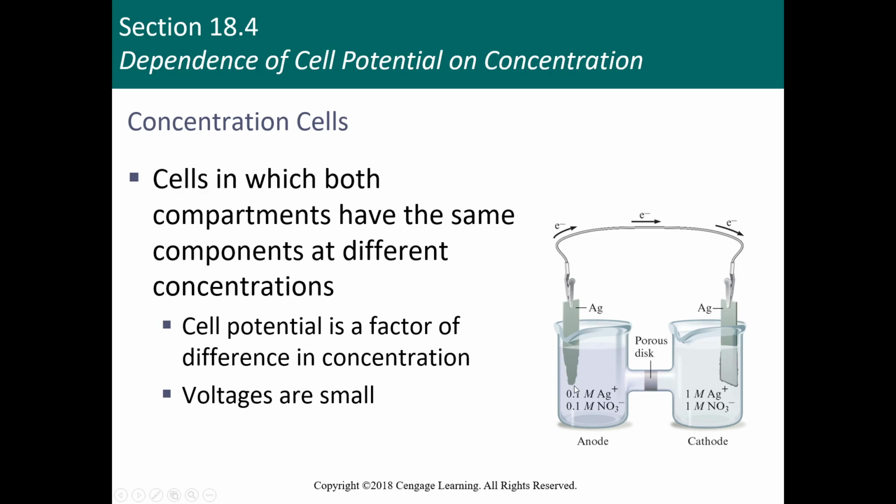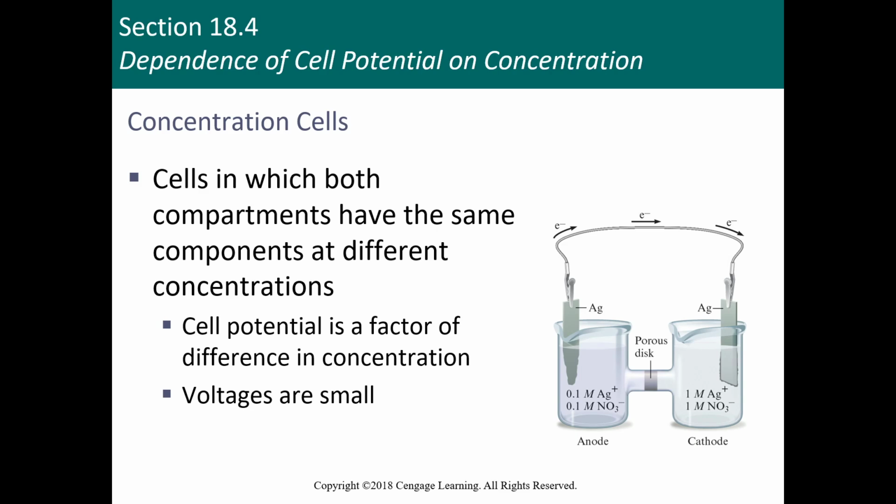Concentration cell. And so at your anode, you'll have a lower concentration here. And at the cathode, you have a higher concentration of this half reaction. This causes you to have different E cells on both sides, doesn't it? Because you have a lower concentration here, the electrons are going to move from this side to your cathode here that has a higher concentration. And so the cell potential is a factor of the difference in your concentrations here.